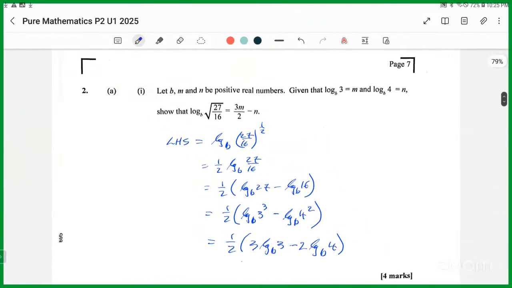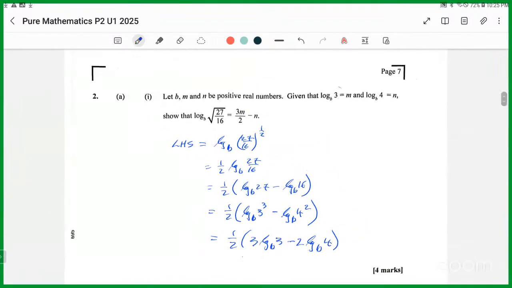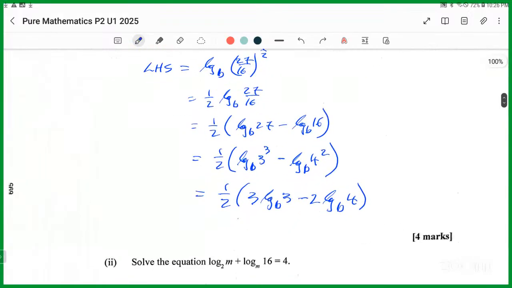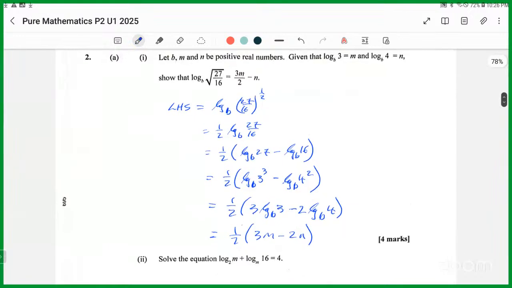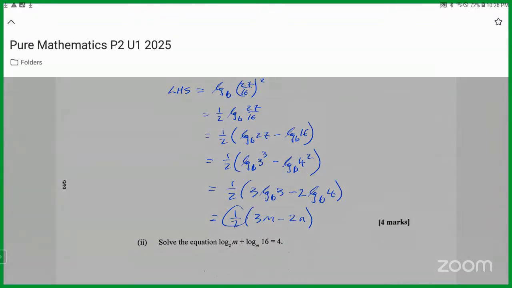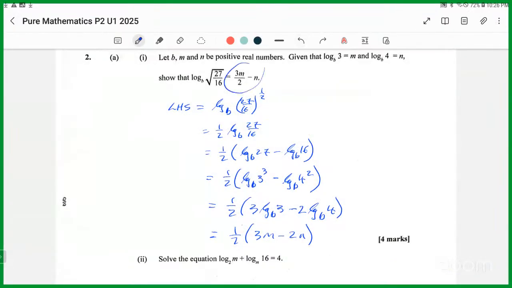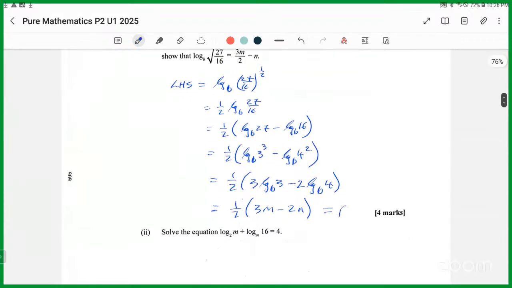We can make these substitutions now. Log to base b of 3 is m, so m comes right here, and n comes right there. It becomes half into 3m minus 2n. And if you expand the half over these two terms, it becomes equal to the right hand side.